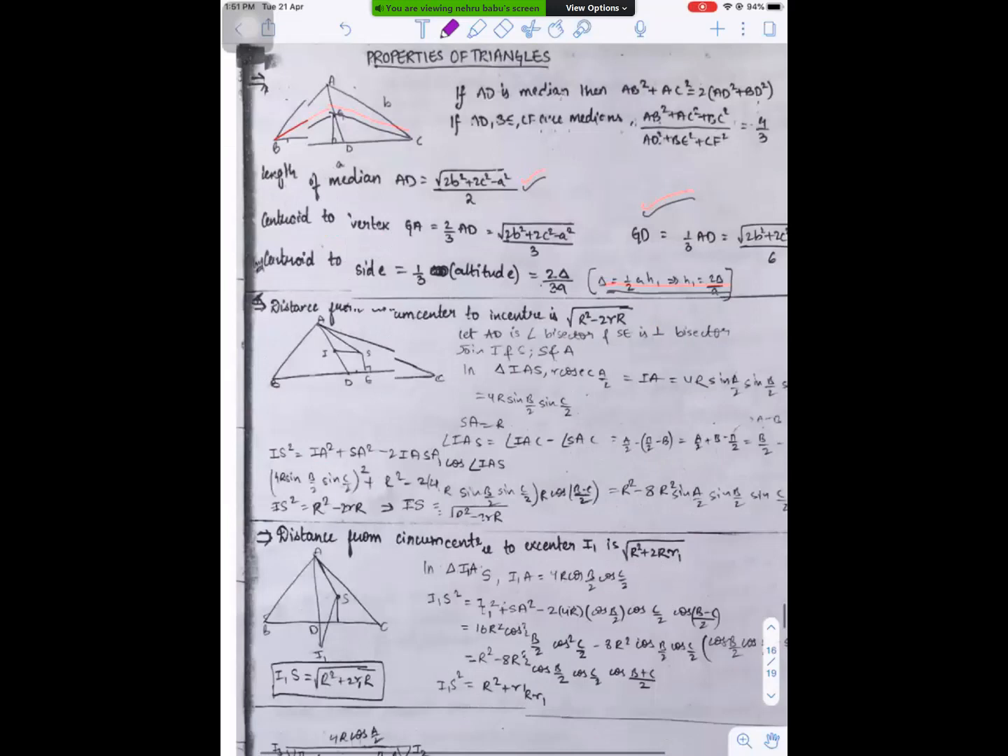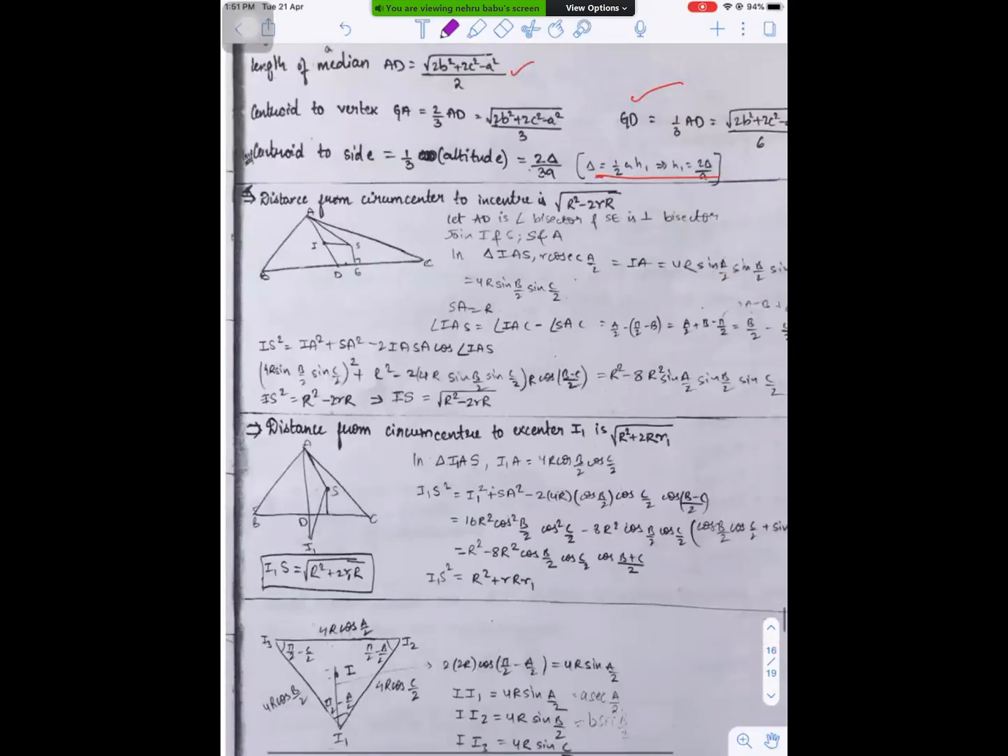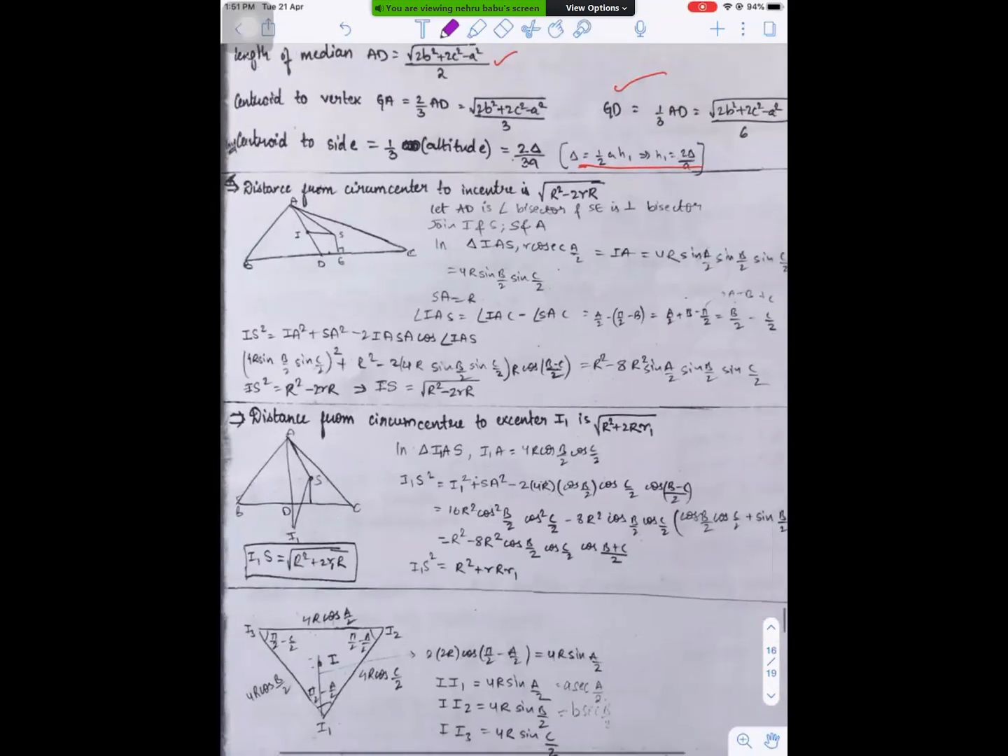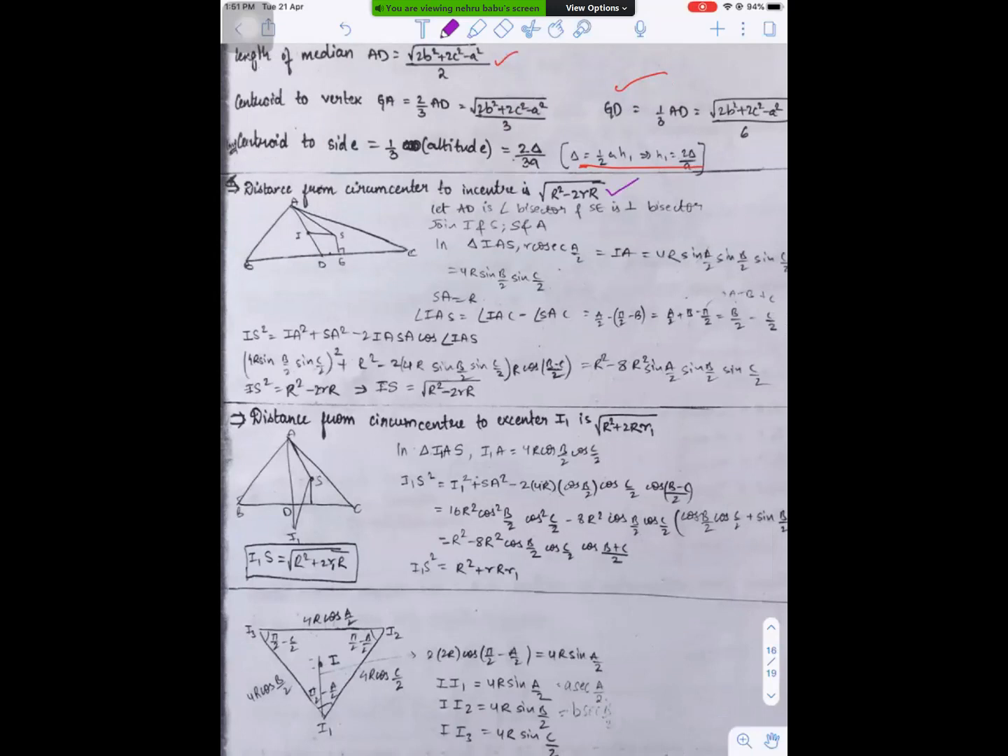Next, different distances. Among the different distances, you surely have to remember the distance between circumcenter and incenter. This formula you have to remember. That result is always square root of R square minus 2rR, that is, 2 small r into capital R. R square minus 2r into capital R. No doubt, that is exactly equal to one more formula.